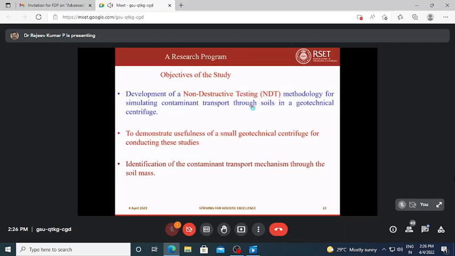A non-destructive testing method for simulating contaminant transport. I have already mentioned to you, and I have given you some intro related to contaminant transport also, which can be simulated in the geotechnical centrifuge. I have used the small geotechnical centrifuge facility which was available in IIT Bombay for my studies. And finally, I wanted to find out the contaminant transport mechanism which takes place in the soil model.